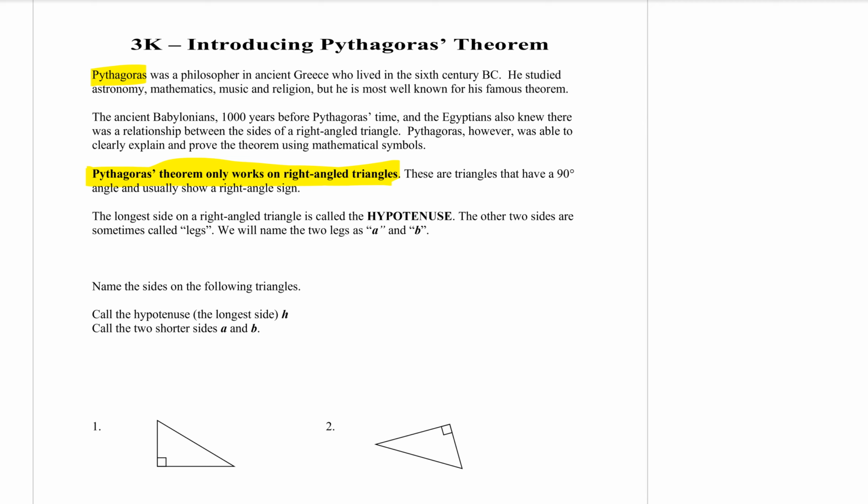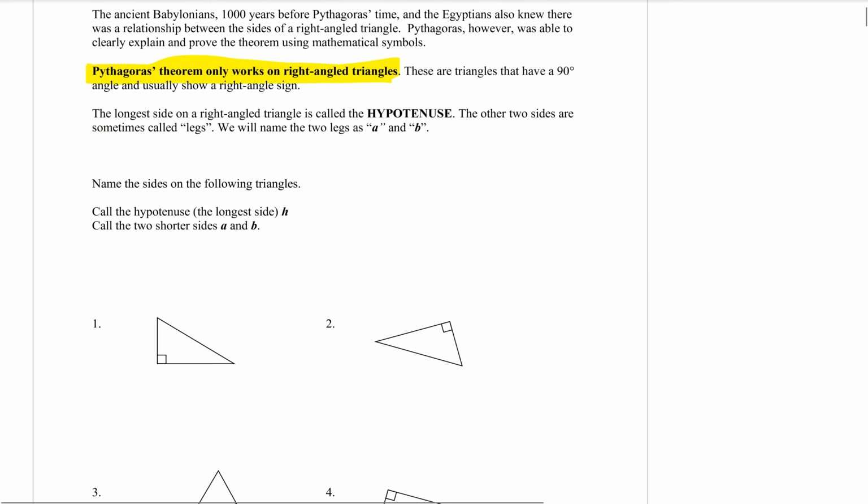These are triangles that have a 90-degree angle, and you will usually see the little right angle drawn in your diagram. The longest side, and I have no idea why he chose this name, but he gave a special name to the longest side of the triangle, which is called the hypotenuse. Lovely word. Okay? The other two sides are sometimes called the legs, but we will be using the letters A and B to represent them.